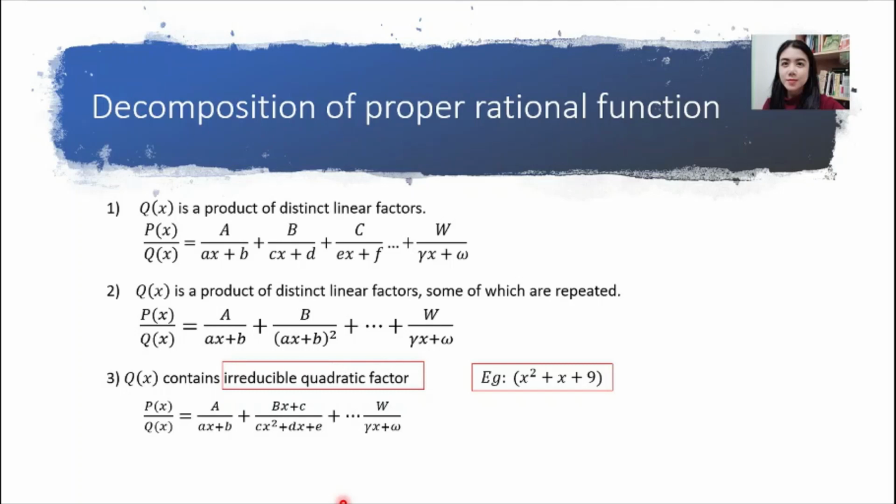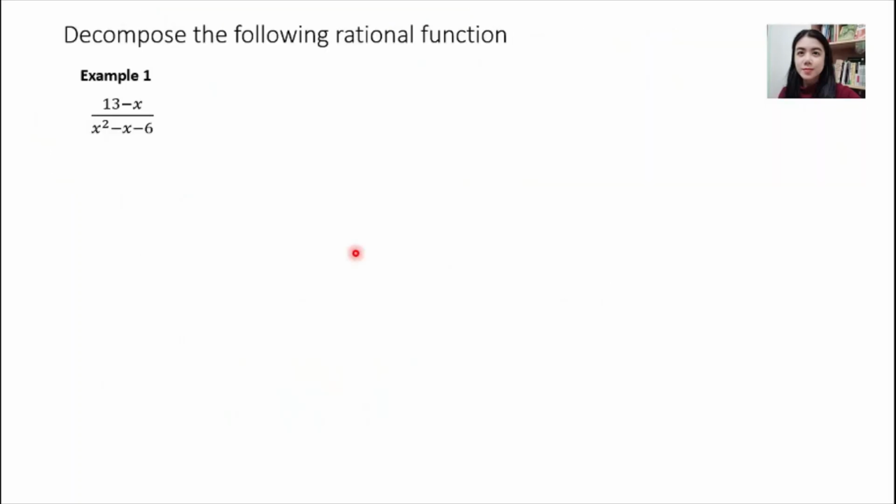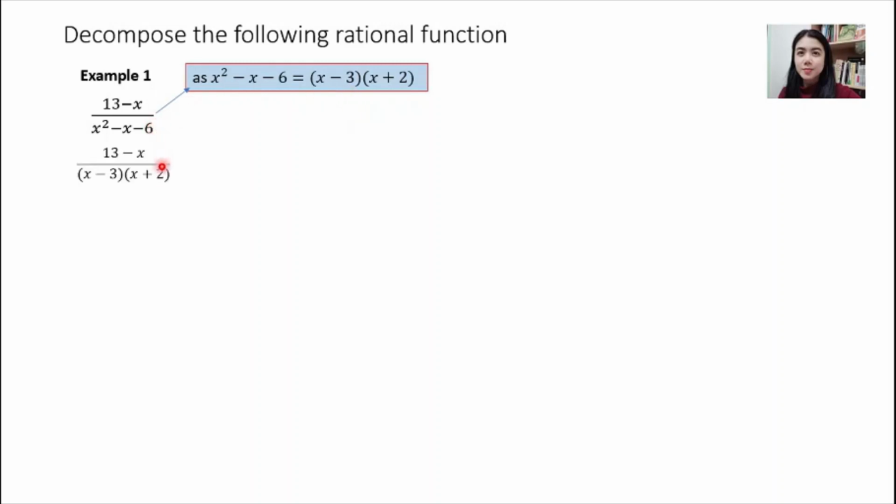Okay, let's go to the example. Look at this proper rational function. In the denominator, we have x squared minus x minus 6, and this can be factored into x minus 3 and x plus 2. What you have to do is change the denominator into this factored form.